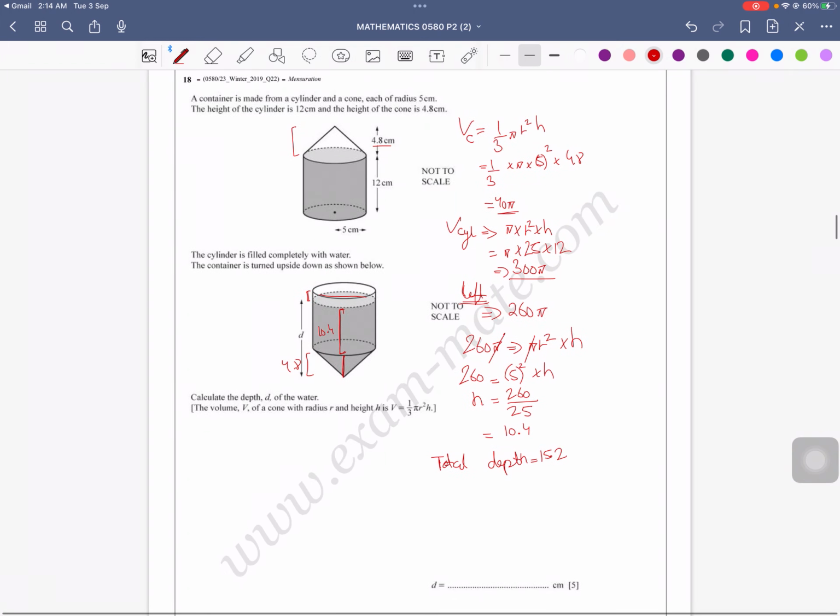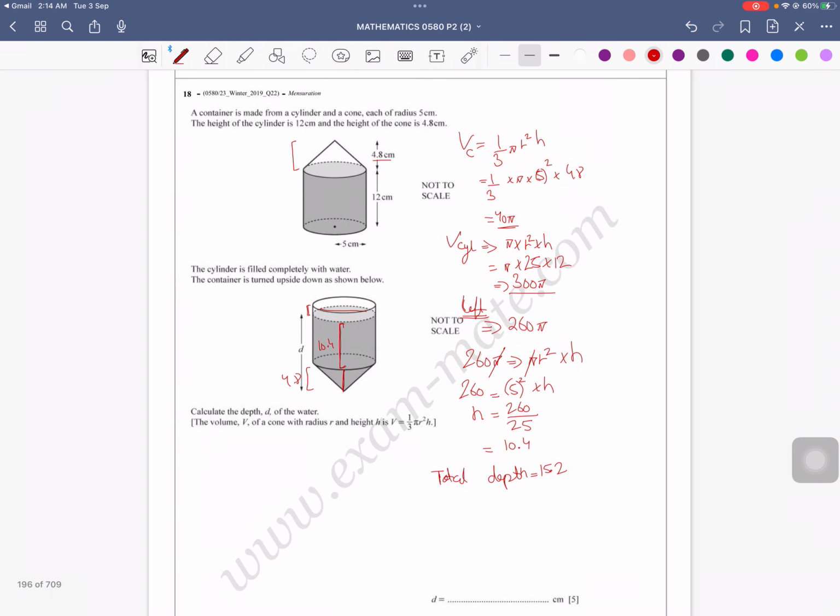I hope it makes sense. Once again, we found the volume of the cone, we found the volume of the cylinder, we found that only 340 pi will go to the cone, and the rest will remain in the cylinder. So we found the height the rest of the water will cover, and added it with the height of the cone, right? And this is how it's done.